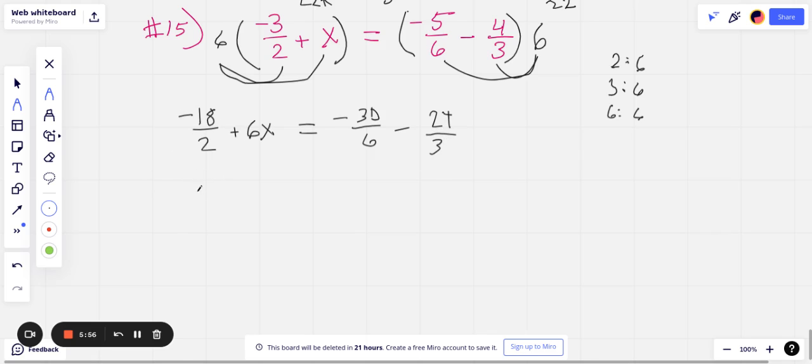So negative 18 divided by 2 is negative 9 plus 6x, right? Plus 6x. Negative 30 divided by 6 is negative 5.